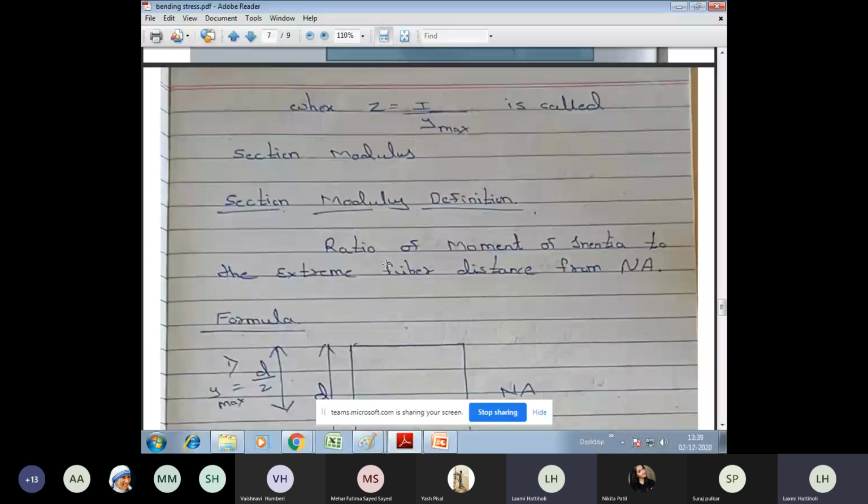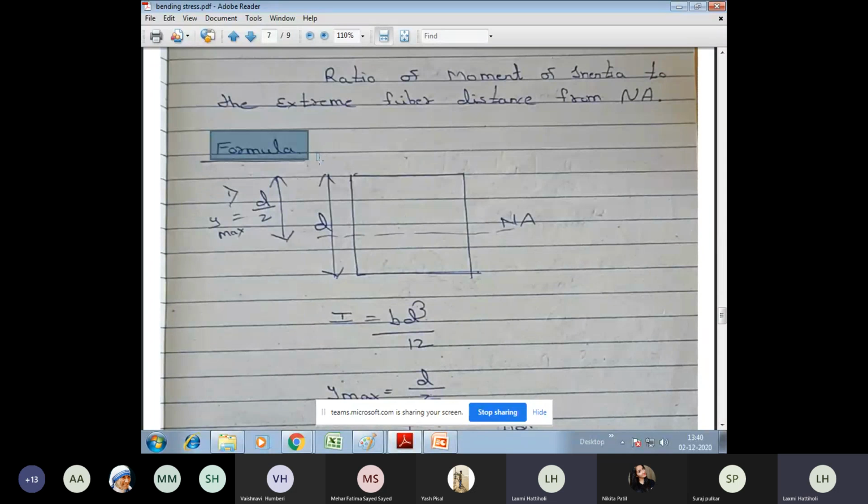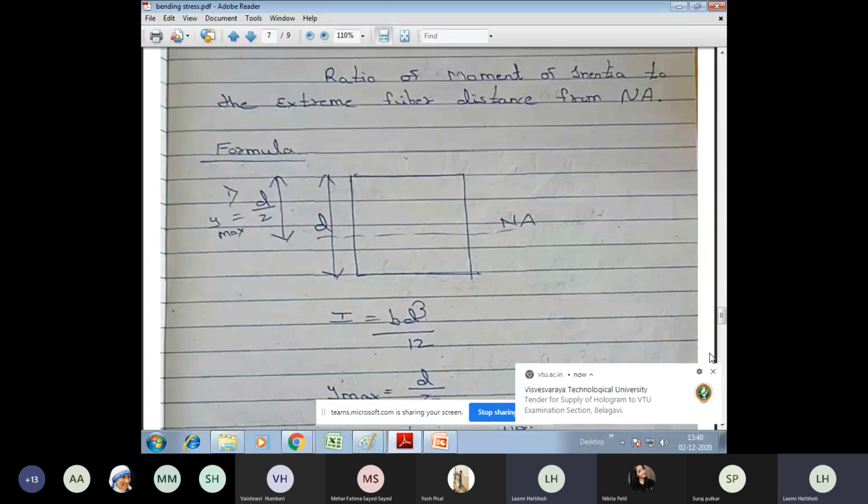Next, before I go into the numerical examples, let me cover a few formulas. Of course, a few formulas you have already learned in the first year. Let me have a brief brush up. The first formula: consider a rectangular section of breadth B and depth D. Breadth B is not given here, kindly make a correction.